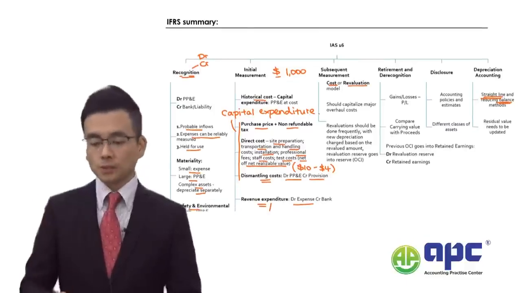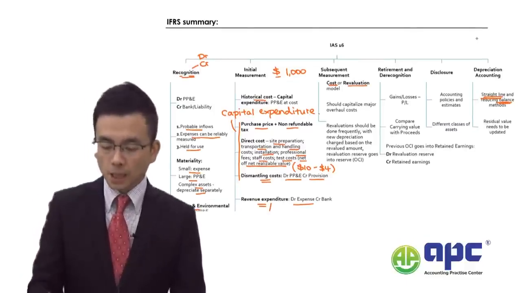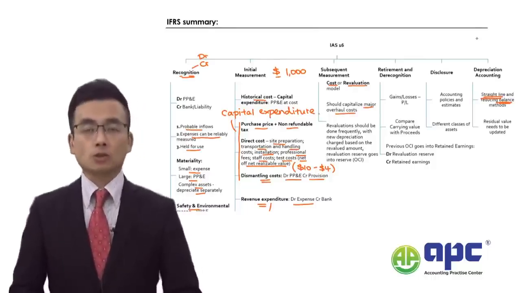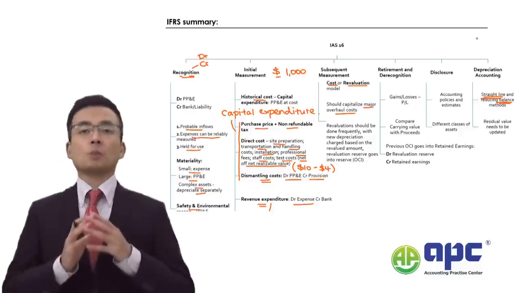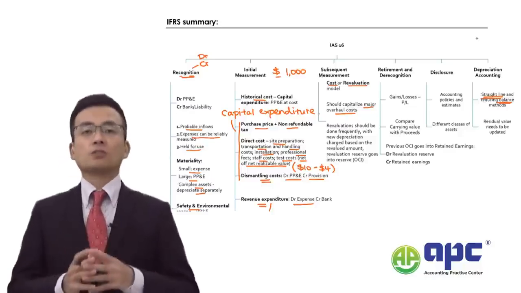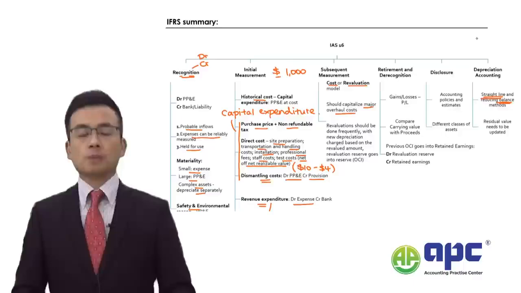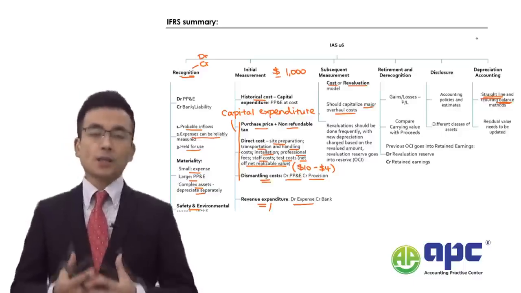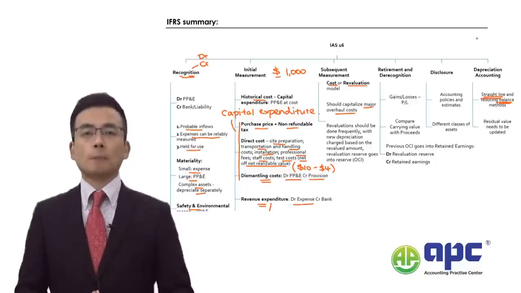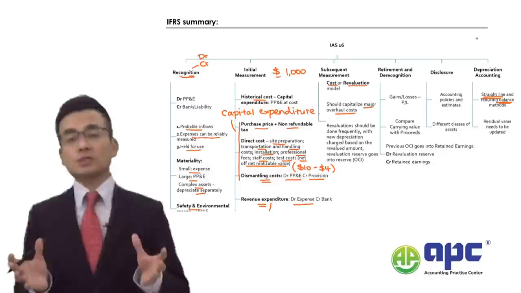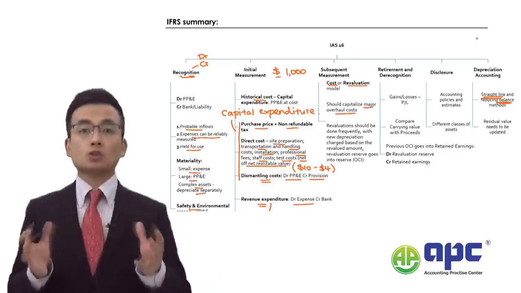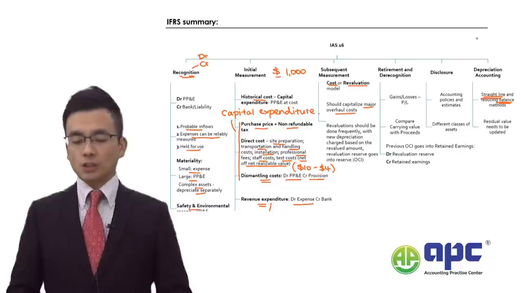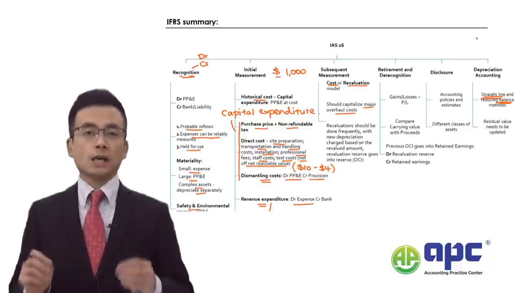Also for subsequent measurements, for any subsequent major overhaul costs, which means the major inspection costs. In certain industries, for example, the airline industry, the aircraft needs to be subject to inspection every few years. And these costs will be quite high, and these costs can be capitalized. But also in some jurisdictions, for example, in China, according to the laws and regulations in China, major overhaul costs have a definition.